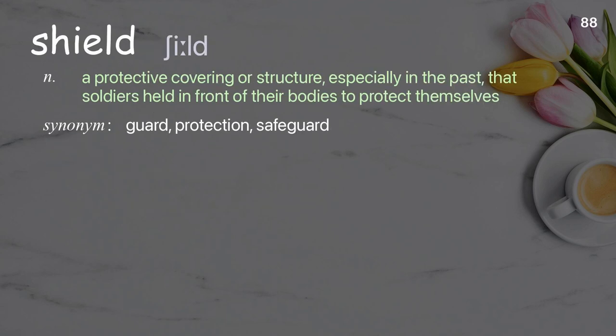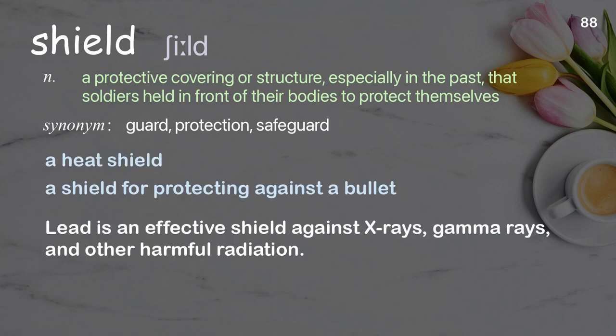Shield. A protective covering or structure, especially in the past, that soldiers held in front of their bodies to protect themselves. Examples. A heat shield. A shield for protecting against a bullet. Lead is an effective shield against X-rays, gamma rays, and other harmful radiation.